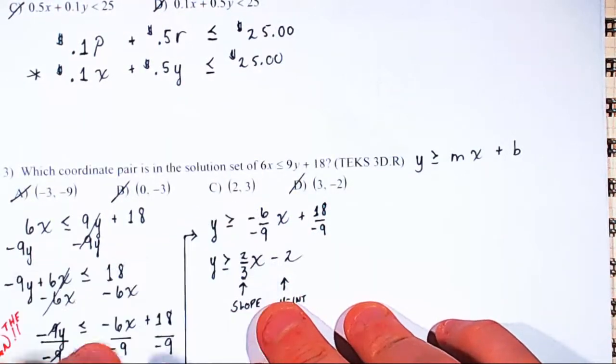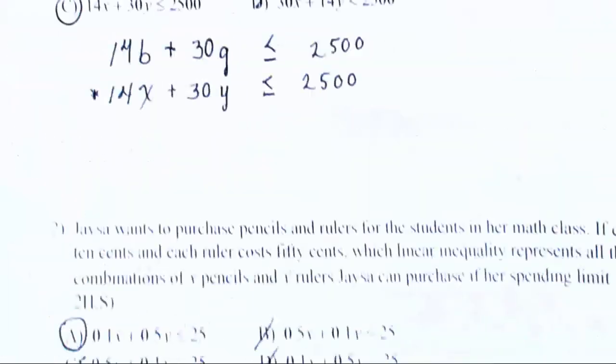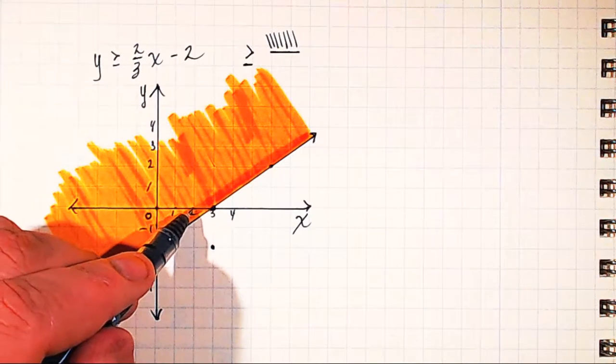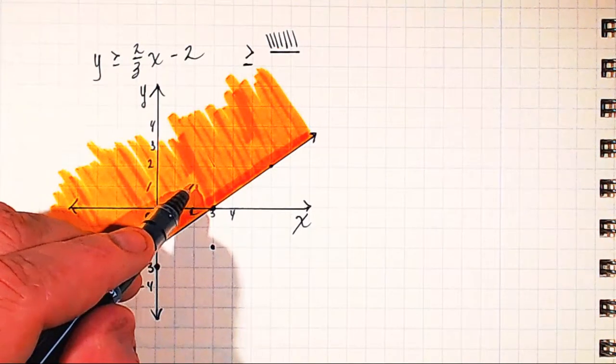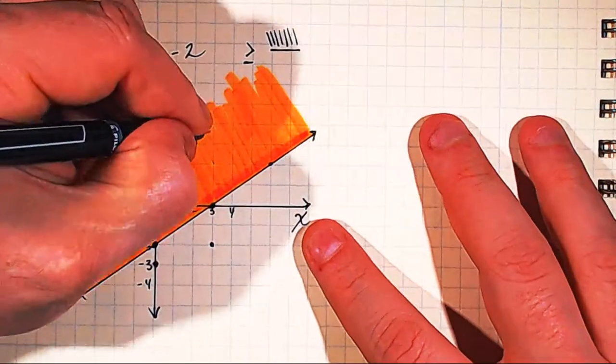Let's double check to make sure that C is in fact the correct answer. 2 comma 3. So here I've got 2 on the x-axis and then up 3. 1, 2, 3. So that's the point 2 comma 3.